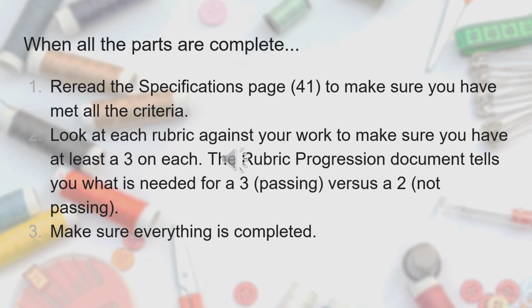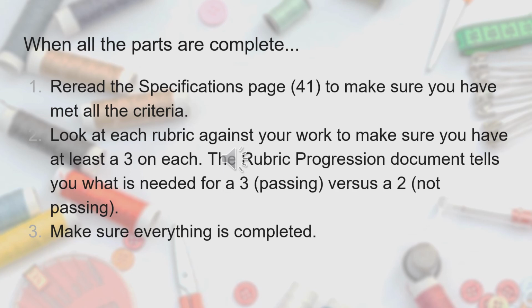And then when all of your parts to your task one are complete, you're going to go back and read the specification page again to make sure that you've met all the criteria. This one is really important because if you don't do this and you don't match the specifications that they need, you can get an incomplete, which means your portfolio won't be scored and you'll be paying the $300 to submit all over again. So you want to make sure you follow the specifications page.